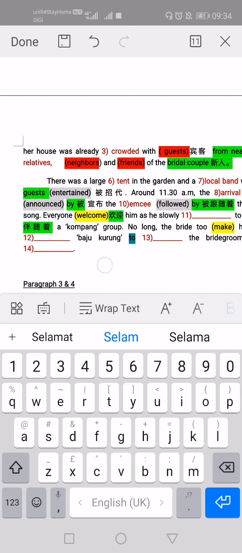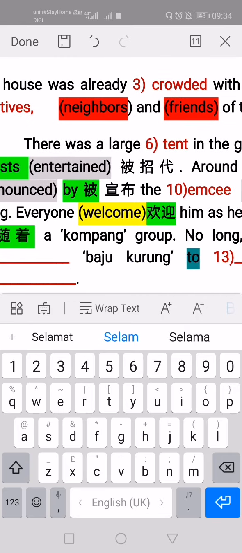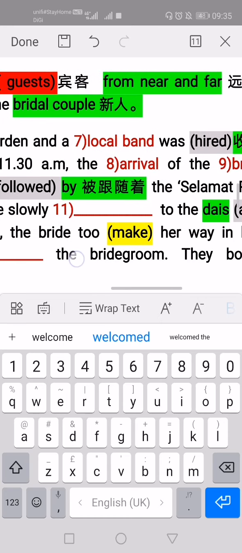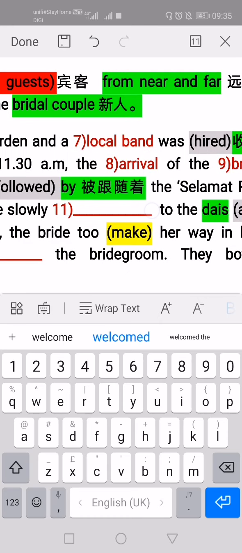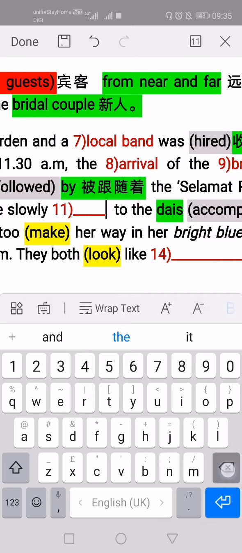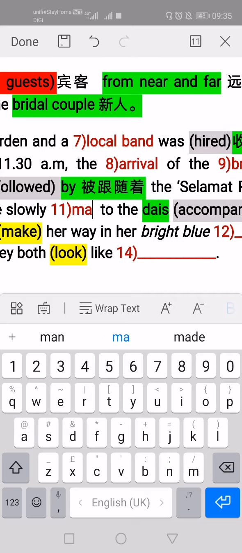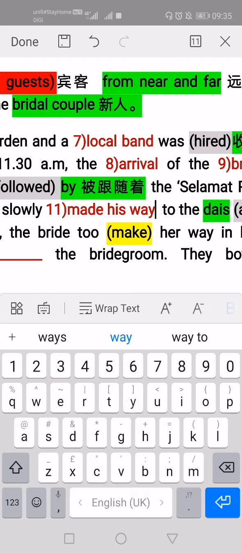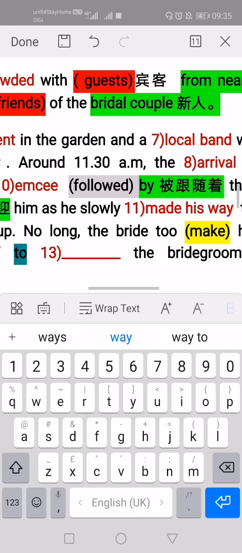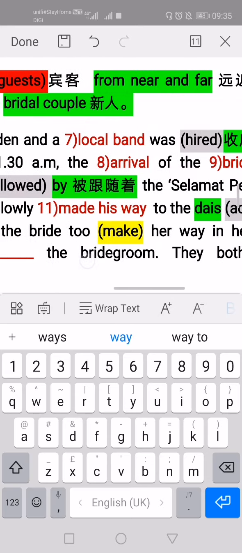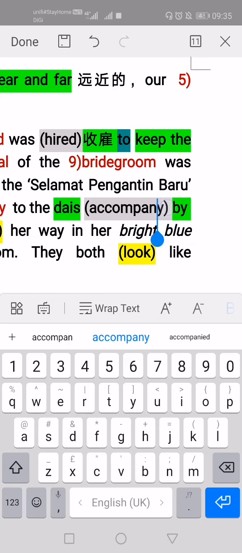不能翻译的状况之下, song. Okay, song. Everyone, 很多人都欢迎, very easy, so have to add past tense, add D. Everyone welcome, 欢迎 him, as he slowly, 慢慢走向着, made his way. To the dais, accompanied by, 什么叫 accompanied by, 被伴随着, 指着有声音谁陪伴着他, 被谁陪伴着, 所以那个 Y 要加ED, 对不对?